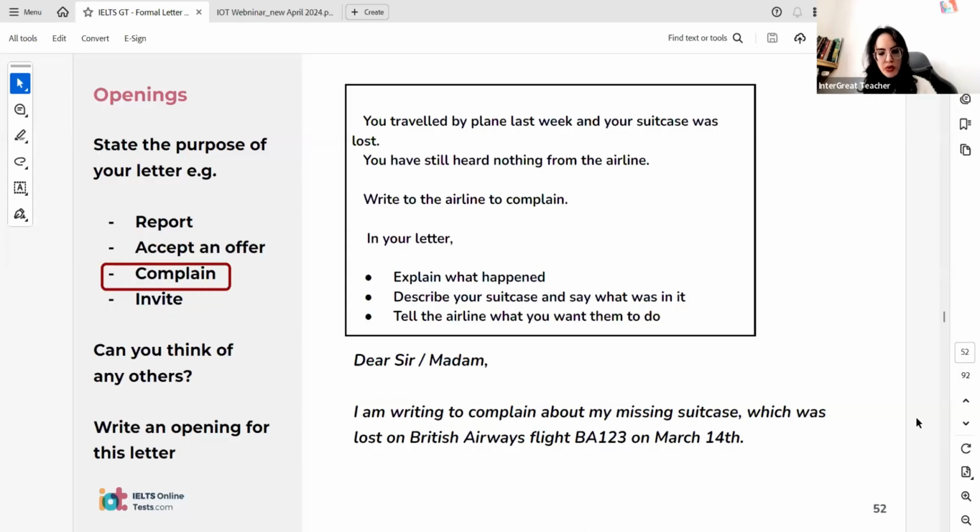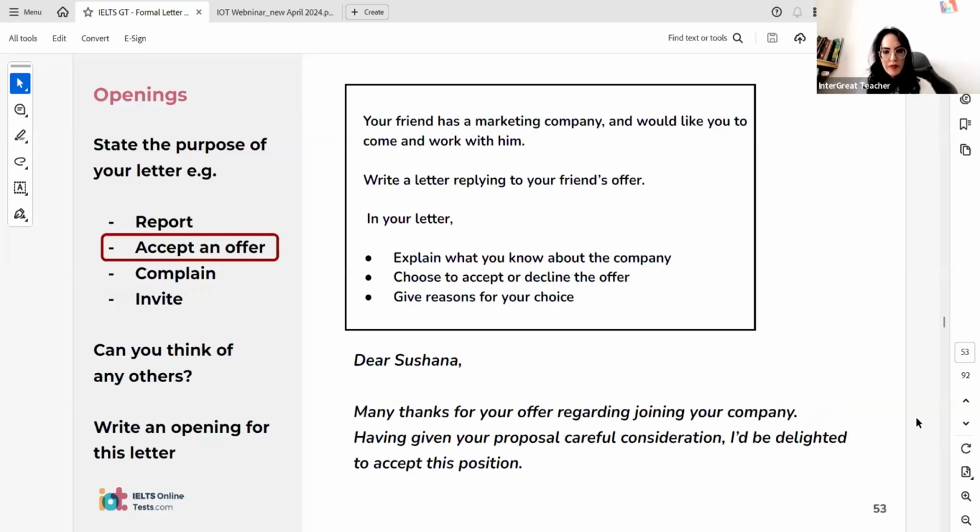Okay, how about this one? We read it before. Your friend has a marketing company and would like you to come and work with him. Write a letter replying to your friend's offer. What is the purpose? Is it report, accept an offer, complain, or invite? It's not an invite because my friend told me to come work for them. So even if there is an invitation, it's from their part. As for me, I'm accepting an offer, right?